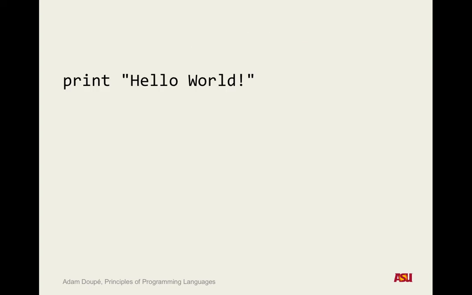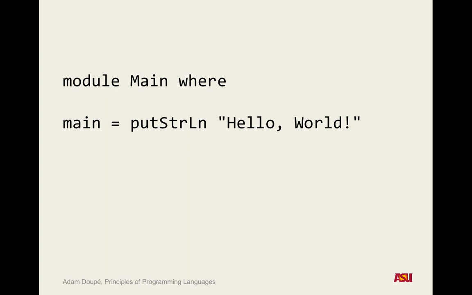What about this language? Everybody familiar? Python. Python 2, right? Because it doesn't have the parentheses. So Python takes in some input like this, prints out hello world. What about this? Haskell, yeah, good. Somebody got it. So this is Haskell code.